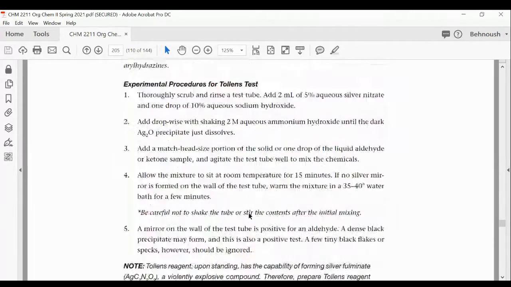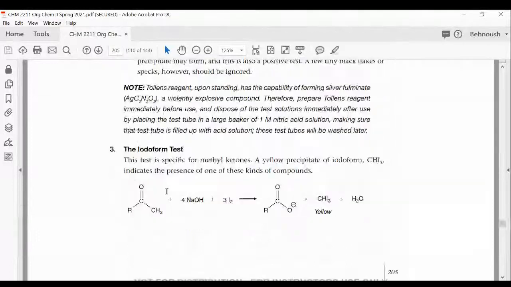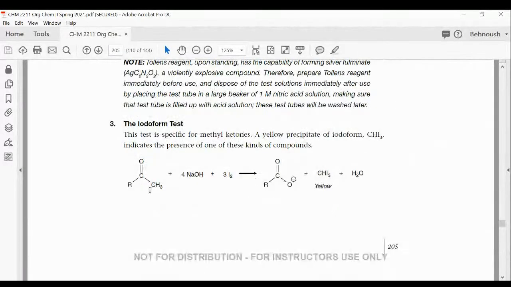Yes. The other test that you could do is the iodoform test. This is for the compound that didn't form a silver mirror, so it's a ketone. And after you know it's a ketone, then you do the iodoform test, because the iodoform test would react with the methyl ketone.